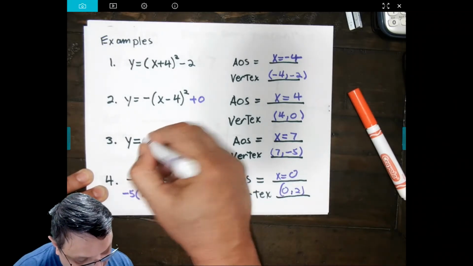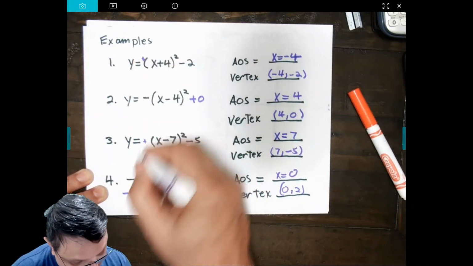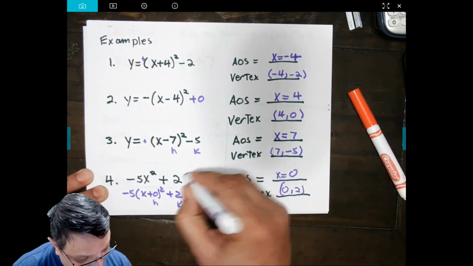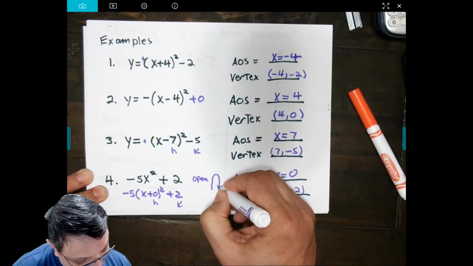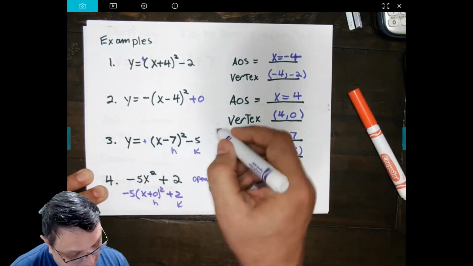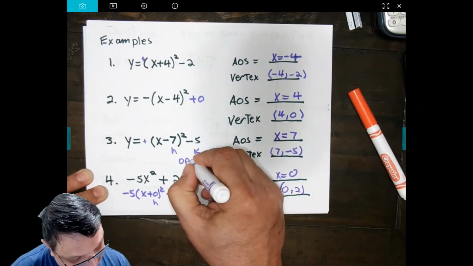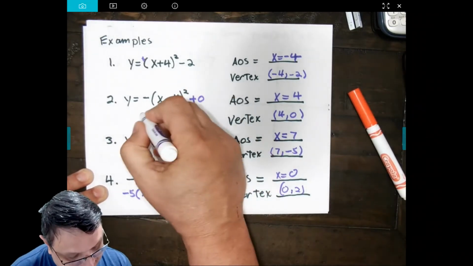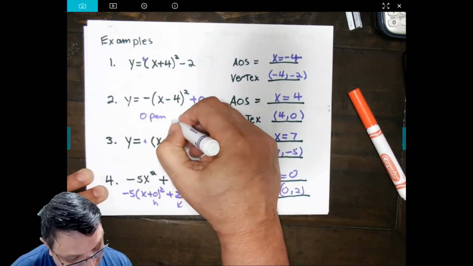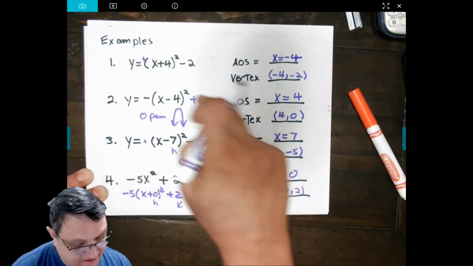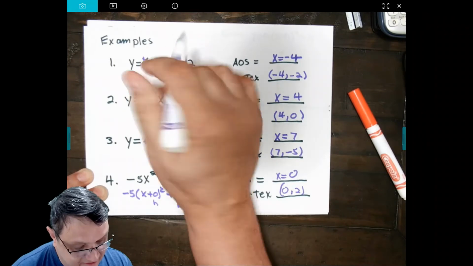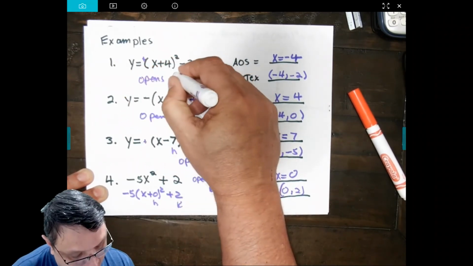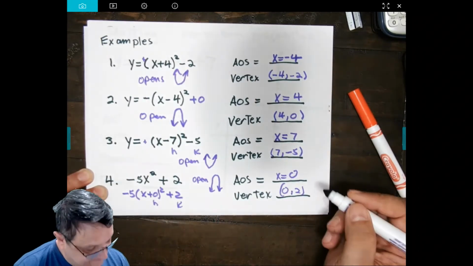Okay, we look at these constants here. This is a positive, this is negative, this is positive, this is negative. So we know this one opens up. This one opens down. This one's positive, it opens up. This one's negative, so it opens down into a U shape, and number 1 is positive, so it opens up.